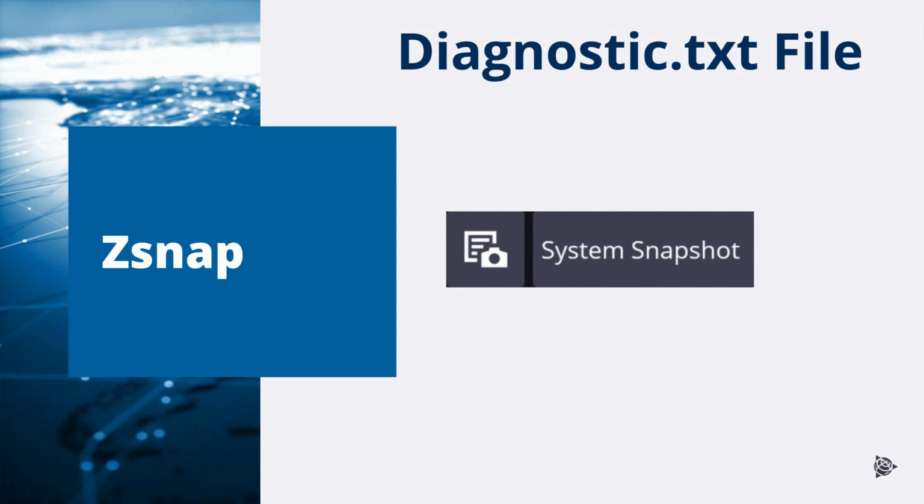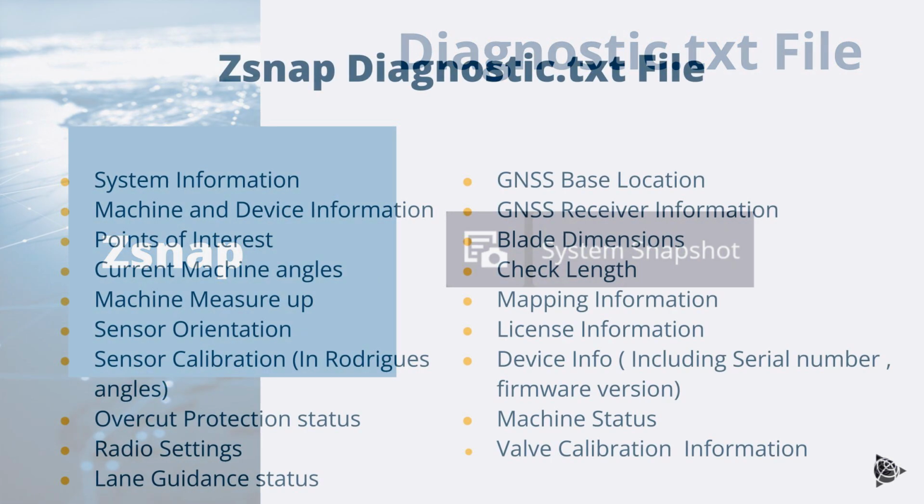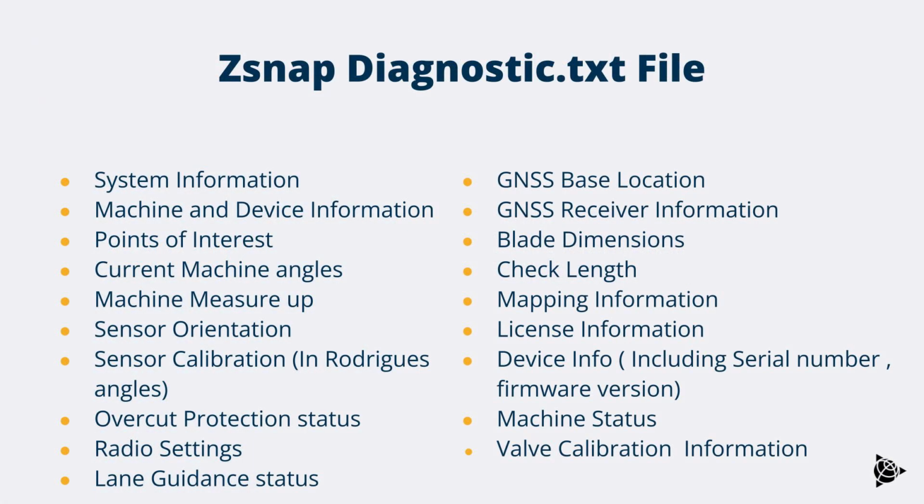The diagnostics.txt file. The diagnostics file can be viewed as a text file. It has a lot of useful information about the current machine configuration and the state of the machine when the Zsnap was taken. The information recorded in the diagnostics file will depend on the current machine configuration and devices connected to the machine at the time the Zsnap was taken.